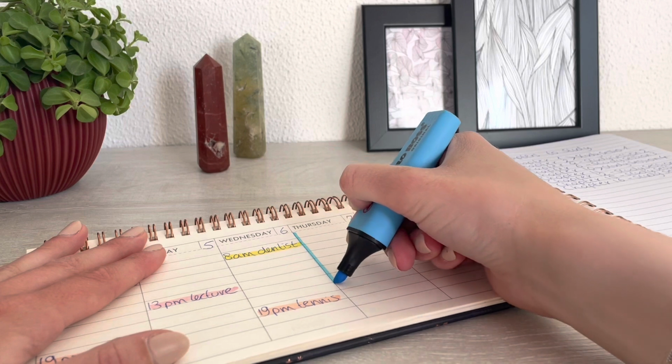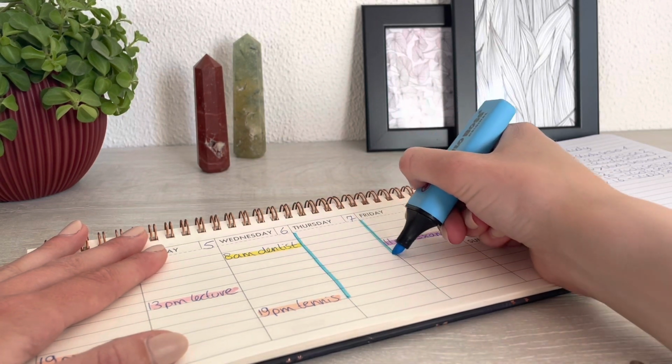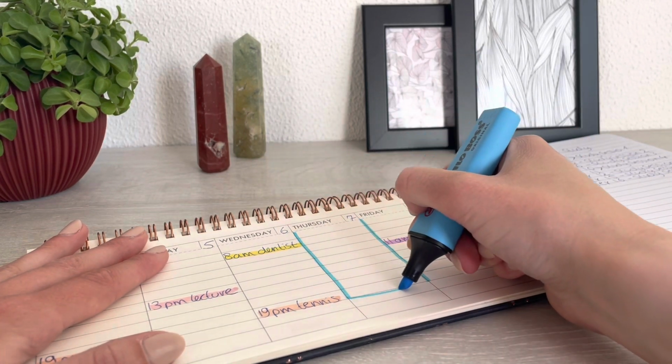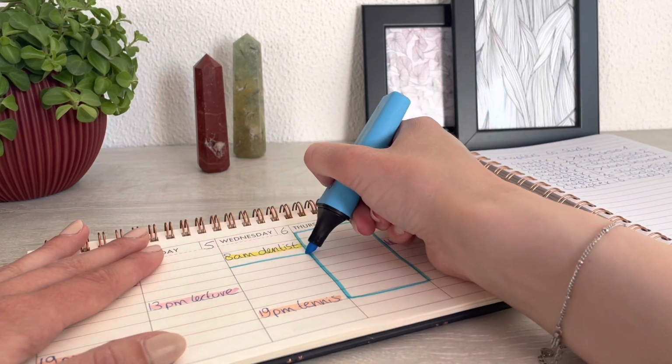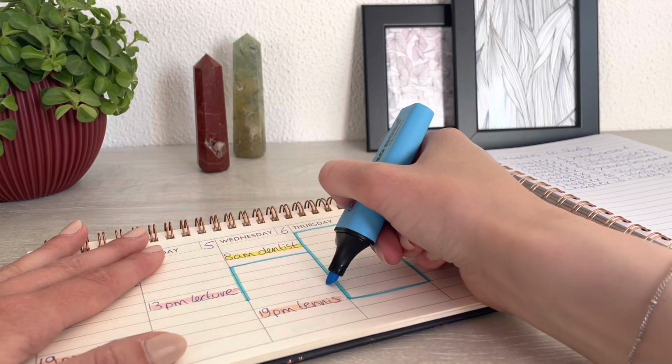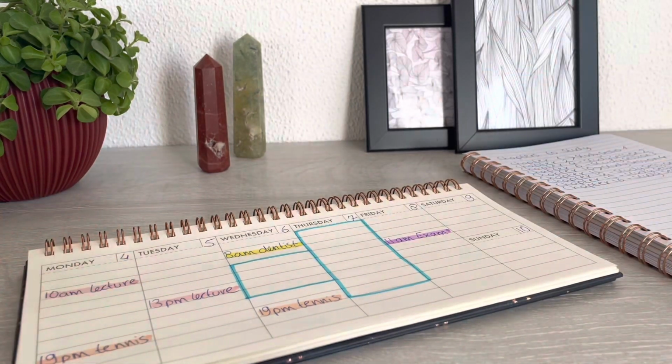Next, you can go back to your agenda to schedule buffer periods. A buffer period is a period of time where nothing is planned, in case you need some extra time just before the exam.